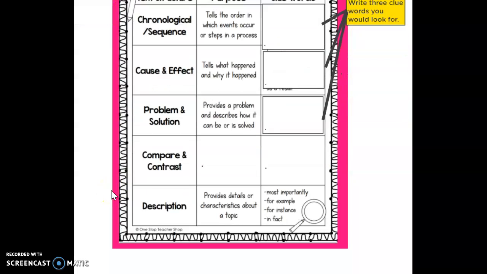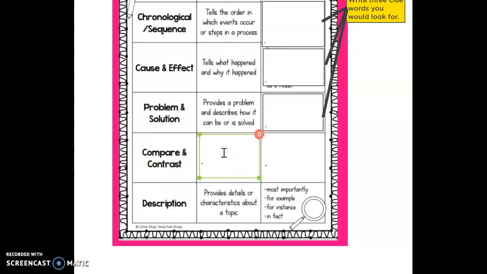Now we looked at comparing and contrasting texts with similar topics, and authors use this a lot to show, go ahead and type this along with me, similarities and differences between two or more things.